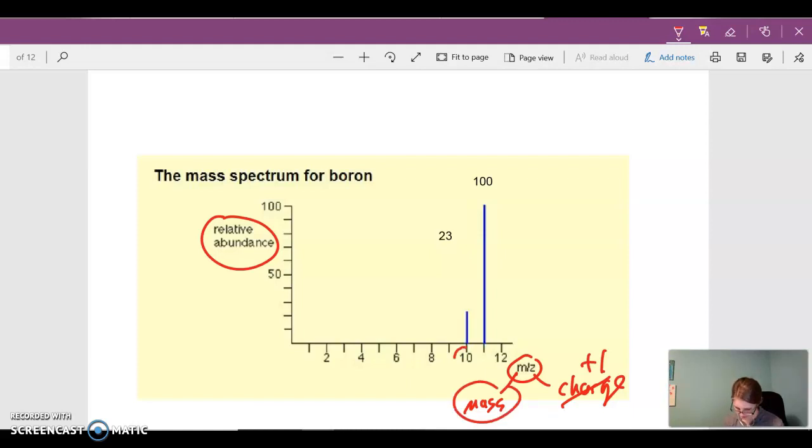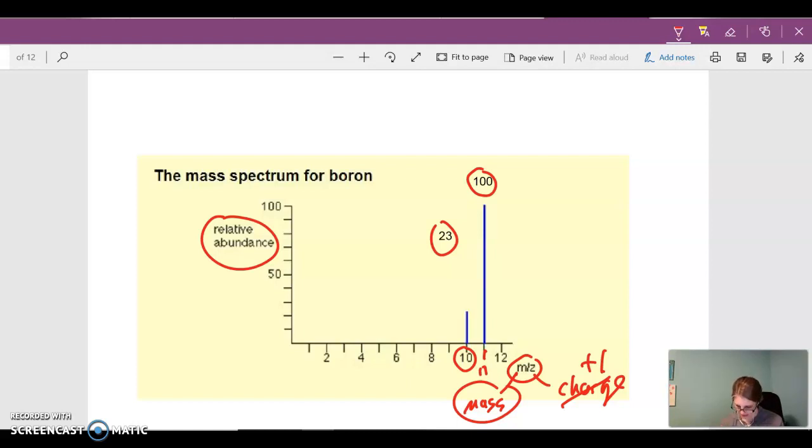So this right here says the AMU, the atomic mass for these isotopes, is 10, and this one right here is 11. So it's saying that 100 of them came out with a mass of 11, and a mass of 10 had 23. It is not saying the percentage, like we were dealing with isotopes. It's not saying 100% of them are this and 23% are this. It doesn't work like that. So we got to be careful with that part. So 100 of them came out and 23 came out.